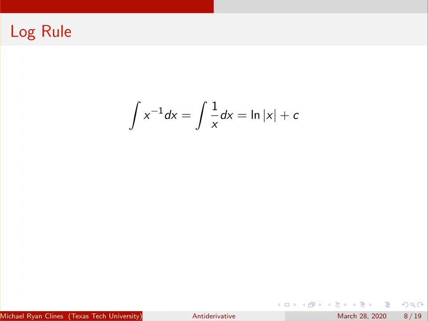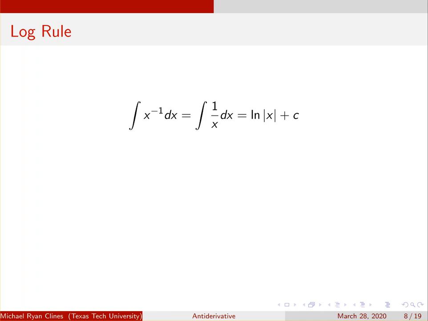Hence, we have to have the absolute values of x. And then we got our little houseboat there. Remember, the domain of the natural log is the positive numbers. So when we take the antiderivative of x to the -1, or the indefinite integral of x to the -1, it's equal to the natural log of the absolute value of x plus the integrating constant.